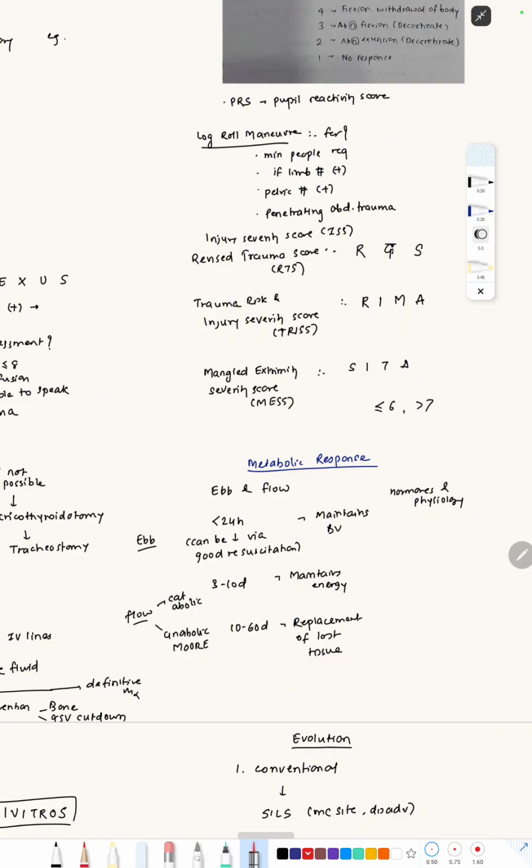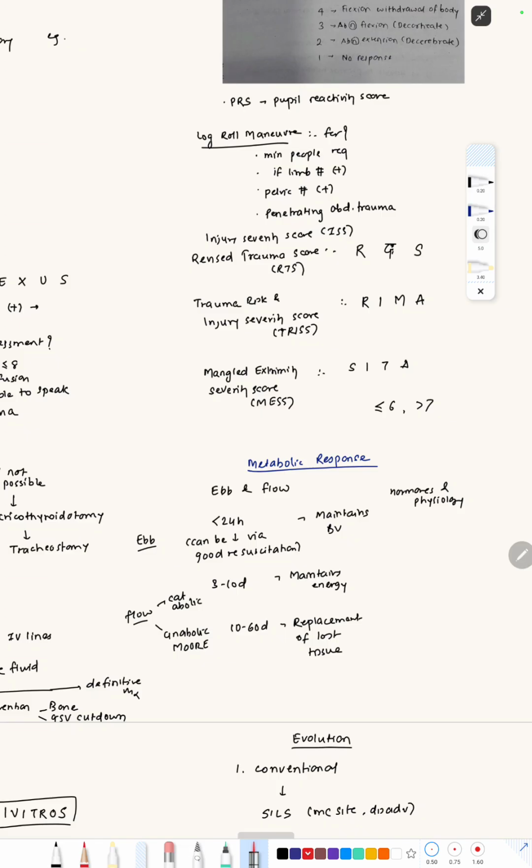What are the hormones involved? In the ebb phase, all the stress hormones like cortisol and catecholamines are involved. While in the catabolic phase, insulin, glucagon, some amount of cortisol and catecholamines are also present. While in the anabolic phase, it's mostly growth hormone and insulin-like growth factor involved. The physiology is, in the ebb phase, the BMR, oxygen consumption and temperature decrease.